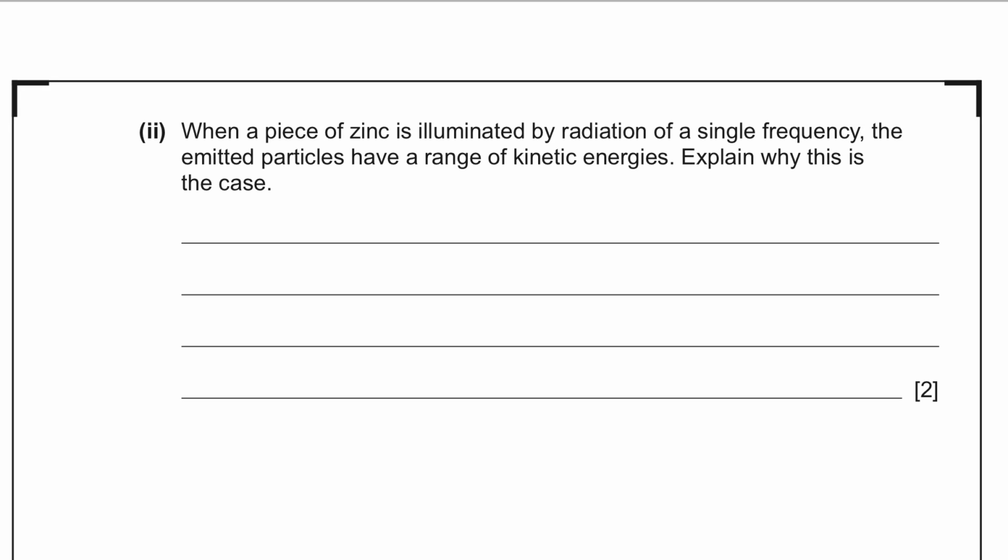And this is a bit of a pet question with CCEA. Part 2, when a piece of zinc is illuminated by radiation of a single frequency, the emitted particles have a range of kinetic energies. Explain why this is the case.